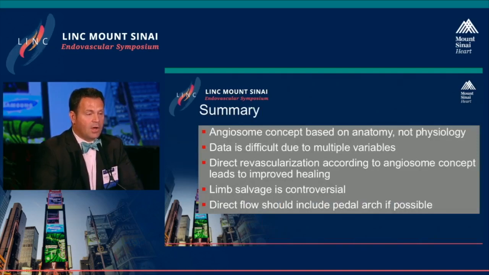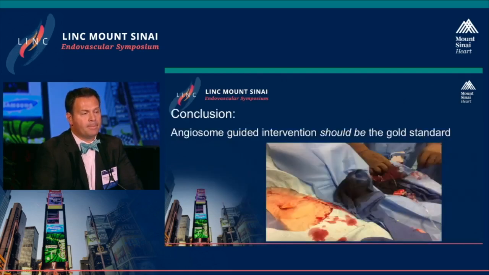So in summary, the angiosome concept, you have to remember, is anatomical, not physiologic. It was created by plastic surgeons to heal skin. The data is difficult because there's so many variables. There's no doubt that direct revascularization, according to this concept, leads to improved healing. However, I think limb salvage is probably still controversial. And when you're thinking about direct flow, I think you need to think about it all the way down and through the pedal arch if possible. And so what I'm getting at is it should be the gold standard if you can achieve it.